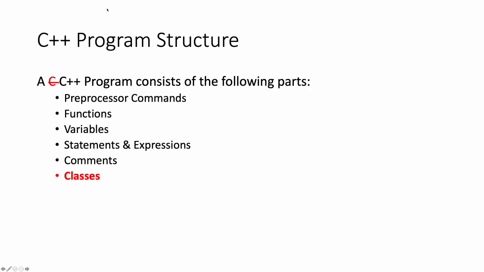C++ program structure is very similar to a C program structure. We have our preprocessor commands, functions, variables, statements and expressions, comments. And what C++ brings in now is classes. It also provides some minor tweaks to the C language for missing functionality.